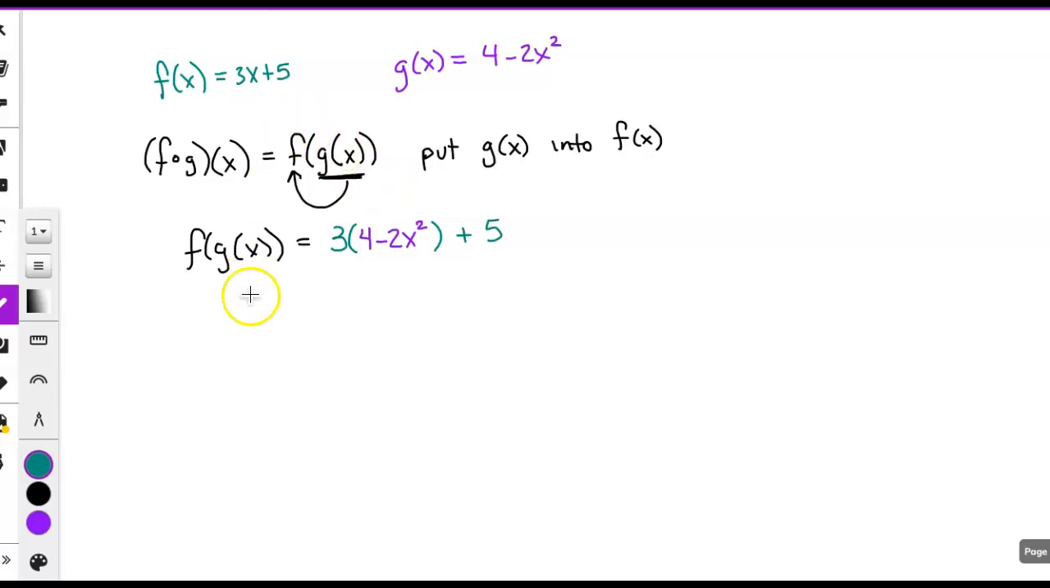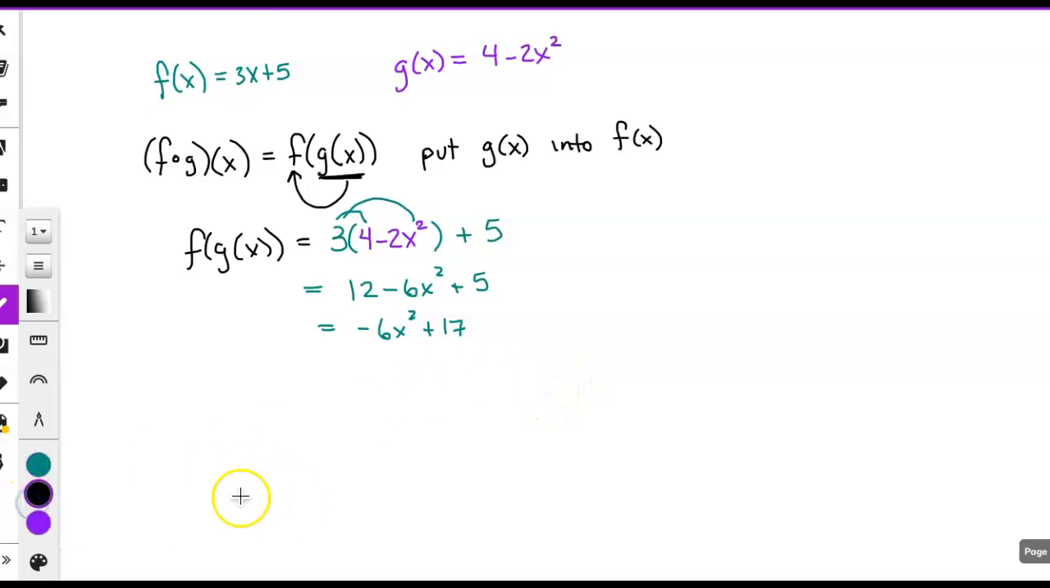And then all you have to do is a little bit of algebra here. So you would distribute the 3, and then we'll combine like terms. So this is 12 minus 6x squared plus 5. And so you get negative 6x squared plus 17. So that would be f of g of x.